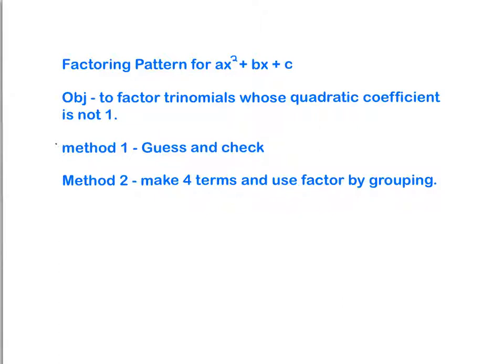There's two different methods we can use. We can use what we call guess and check, where I'm going to figure out by undoing basically the foiling, how to come up with the factors. And then we have another method called the make it 4 terms and use factor by grouping. Now in this method it's more a step-by-step method, so some people like it because they don't tend to like to do things in their head.